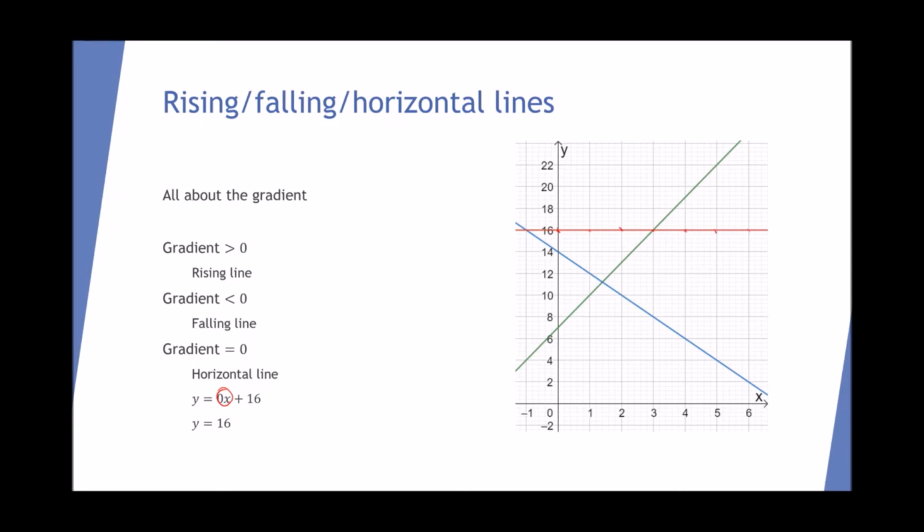So y equals 16 perfectly describes this line. Now for the three graphs on the right here, these are the three formulas. For the line that goes up, the rising line, we have a positive gradient. It goes 3 up every step of the way. For the falling line, we have -2 as a gradient. It goes 2 down every step of the way. And then, of course, we have that y equals 16, where it's just a horizontal line.